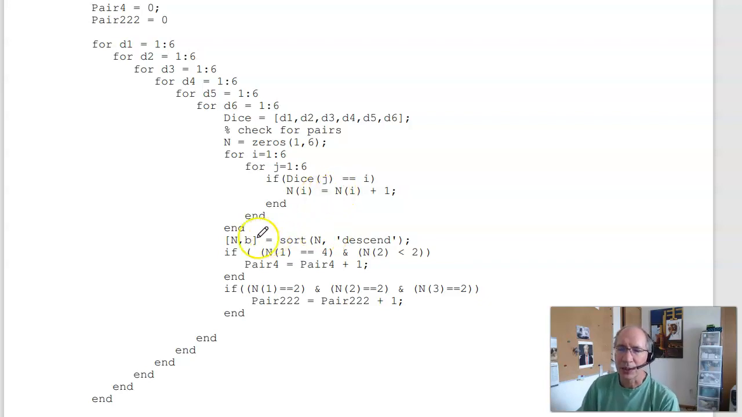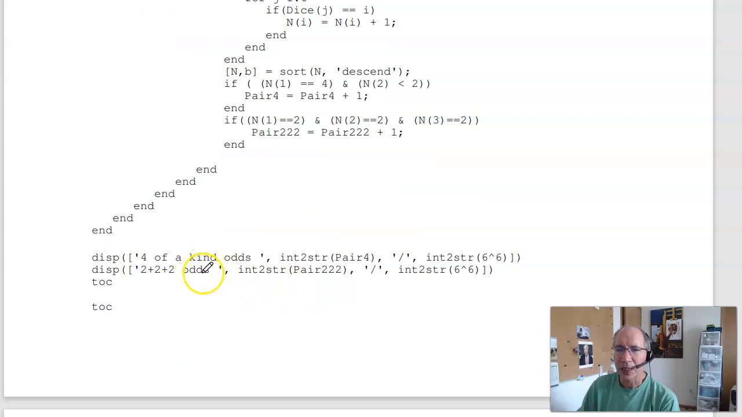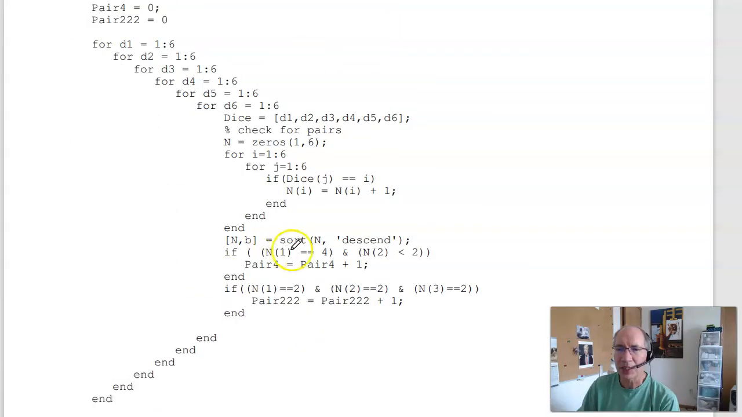And then sort in descending order. So this is the frequency of each number. If the most frequent number is a 4 of a kind, and the second most frequent is less than 2 of a kind, meaning 1 of a kind, I've got 4 of a kind. And to do the other problem at the same time, if the most frequent is a 2, the second most frequent is a 2, and the third most frequent is also a 2, I've got 3 doubles. Run this code, and I can display how many times out of all the combinations of dice you get 4 of a kind, and how many times you get 3 doubles.